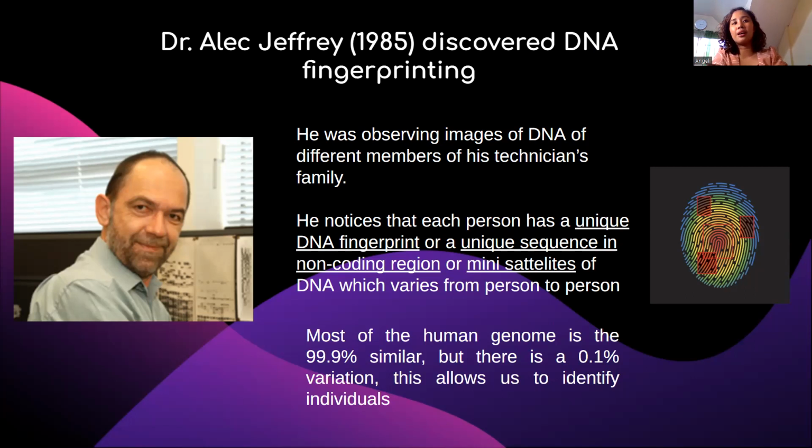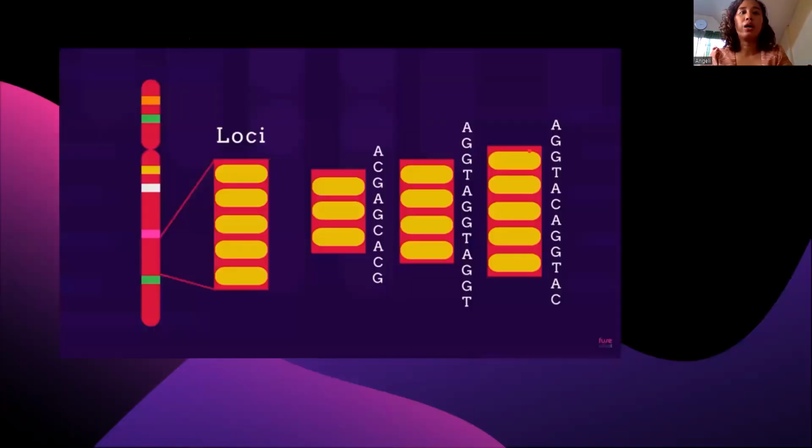Our gene, for example, like the eye gene. All of us have an eye gene, but the eye color gene is different. So we have a 0.1% variation. That is what Alec Jeffreys found. That satellite is a slight variation, that's the 0.1%, that would allow us to identify individuals.